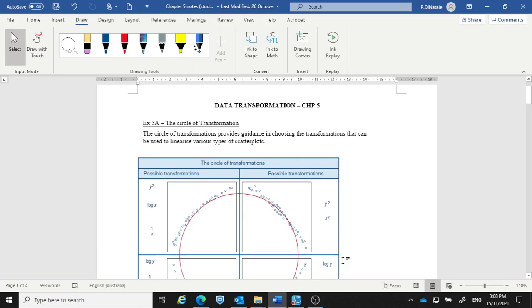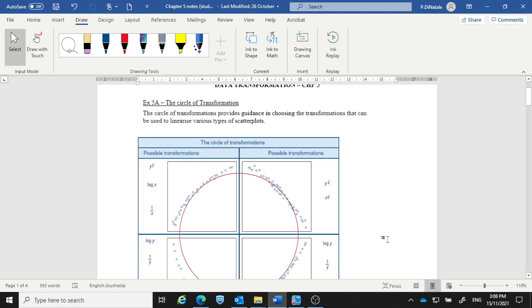Right, today we're doing data transformation. Now this is in case our data, when we do our scatter plot, is not linear, so it's got some type of form. So please follow these transformations listed below.